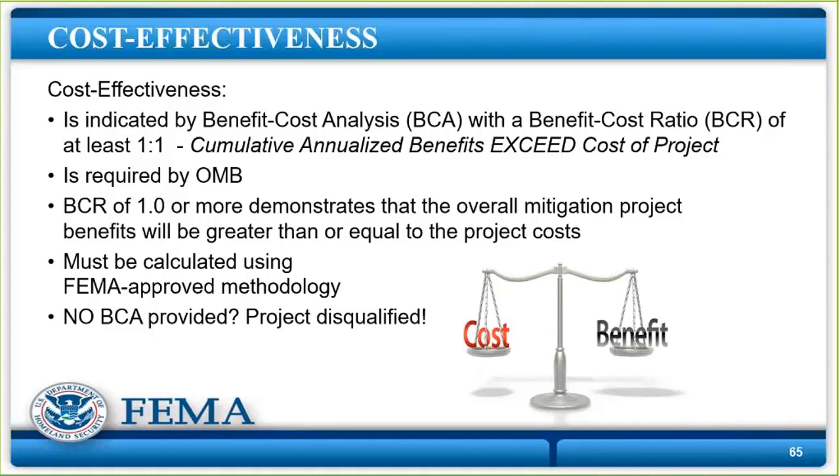Now, there's two things that help with buyouts and with stormwater projects, and that is that you can count ecosystem services. If you reach $75,000 worth of benefits for a $100,000 project, and it's a buyout or a stormwater project, that other $25,000 can be made up of ecosystem services. Oh, you must use FEMA-approved methodology. If no BCA is attached, it's automatically disqualified. It does not go through National Technical Review at all. And we have had that happen, unfortunately.